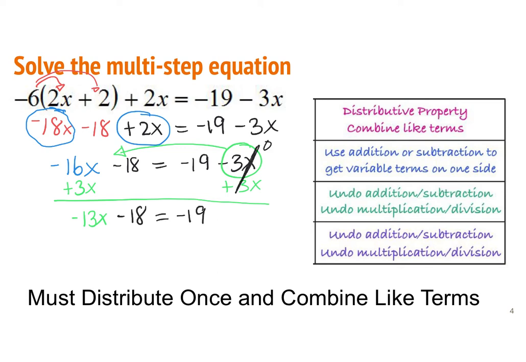This became 0. Then we can isolate the variable group by undoing subtraction. So I will add 18 on both sides. So negative 13x is going to equal negative 1. And then I will divide by negative 13.